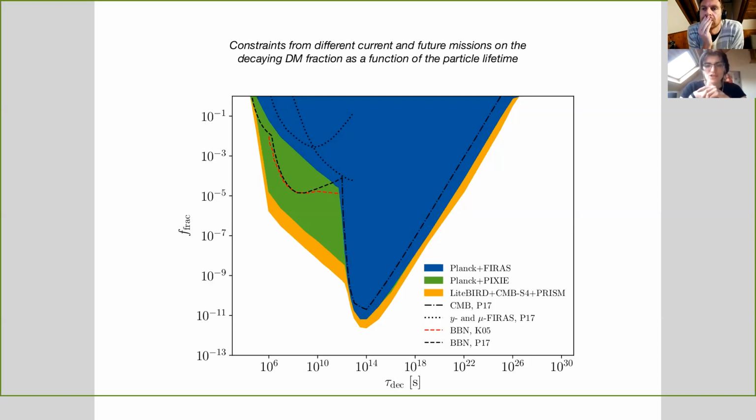Now the green region is what we could do with Planck plus Pixie. So this is just with Pixie. And if we look on the left, for smaller lifetimes, we gain several orders of magnitude by going from the blue to the green. This is a whole new region of parameter space. And then the yellow orangey one is LiteBIRD plus CMB-S4 plus PRISM. We see that to the right of about 10 to the 12 in lifetime, we improve a bit, but not substantially. And to the left, we would improve on existing measurements from Planck by many orders of magnitude.